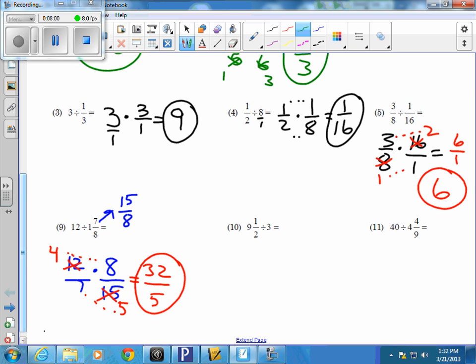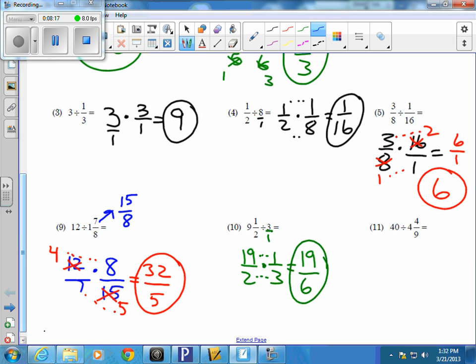Or 9.5 divided by 3. 9.5 is really the same as 19 halves. Flip the 3 over 1 and multiply times a third. We are not able to cross simplify. 19 times 1 is 19. 2 times 3 is 6.